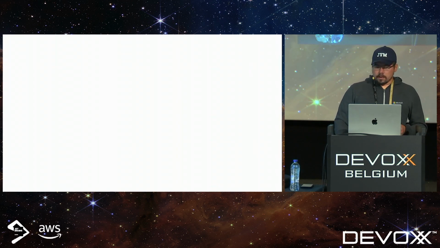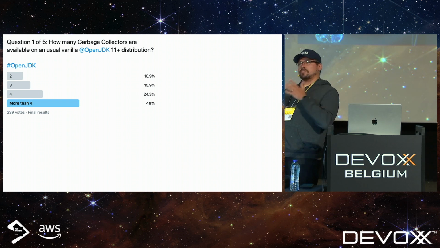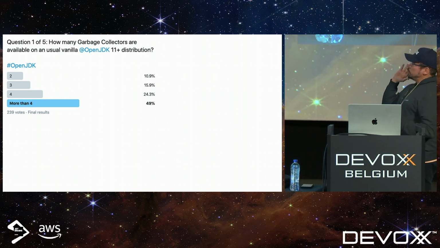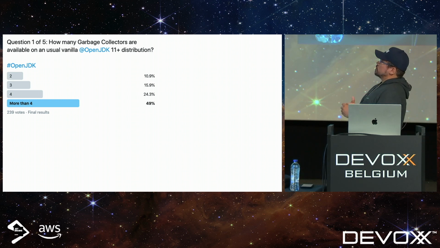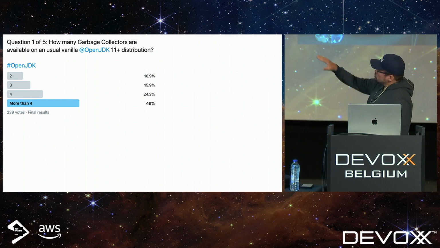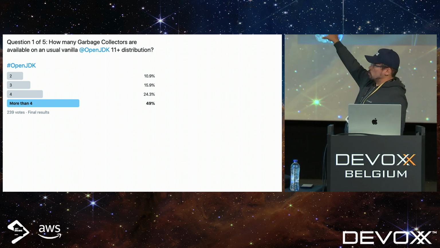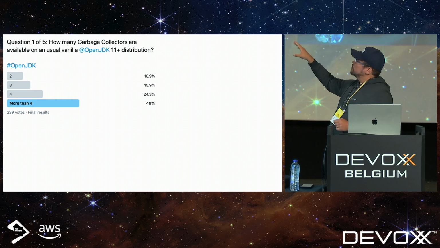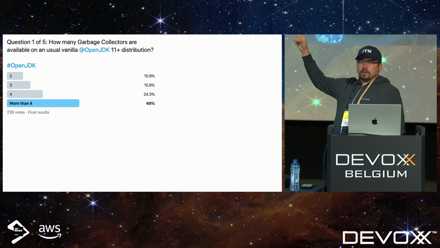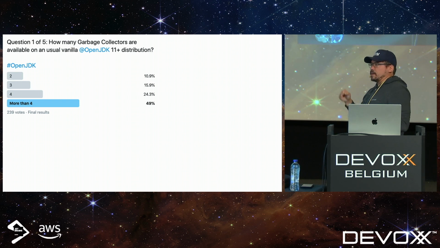All right, so I want to start this conversation with you. This is a conversation, it's a deep dive, but also a conversation, especially the first part. I ran this poll on the internet early last year, and I asked how many garbage collectors are available on a usual vanilla OpenJDK 11 plus distribution. And those were the votes. The blue box doesn't mean that's the right answer. I will show other questions from the same poll, 5 questions. The blue box is the most voted one from folks on Twitter. So it doesn't mean that's the right answer. I'm going to put an arrow showing the right answer.